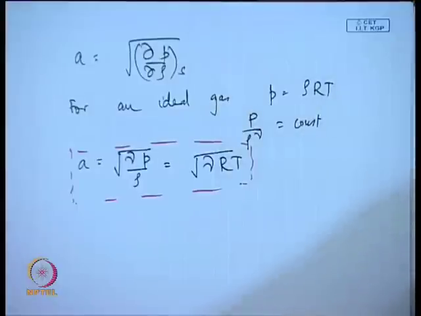So, by this particular process, we first found out how to define compressible flows. We found that Mach number is important. Now, in order to calculate Mach number, what do we need? We need the velocity of sound.